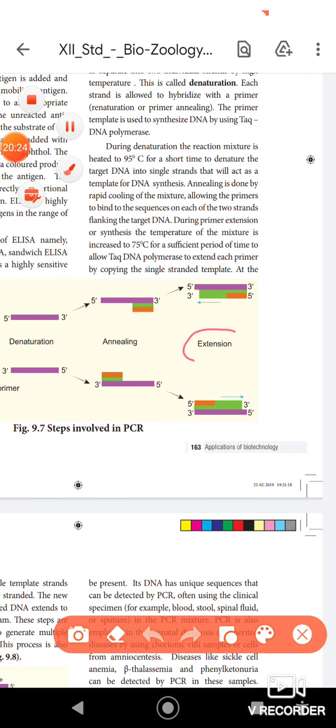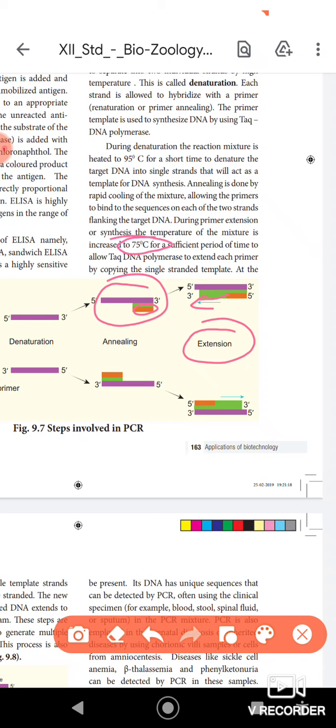I told in the extension, these segments here, look here, this small one, it gets extended, you can see it. You can see the extended primer. So the extension of the primer takes place with the help of the temperature called 75 degrees Celsius. At that temperature, the primer that was joined in the annealing starts to extend. That particular third process is called the extension.